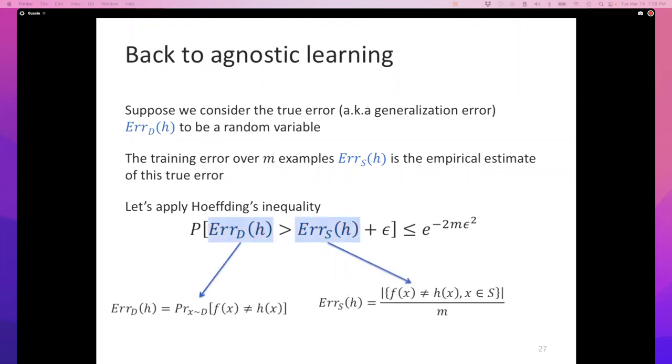Just to remind you of where we are, inside the probability expression, the left hand side is the true error. It's the probability that f of x is not equal to h of x on a randomly chosen example. The right hand side consists of the empirical error, which is just the fraction of the training examples that are misclassified by this particular hypothesis.